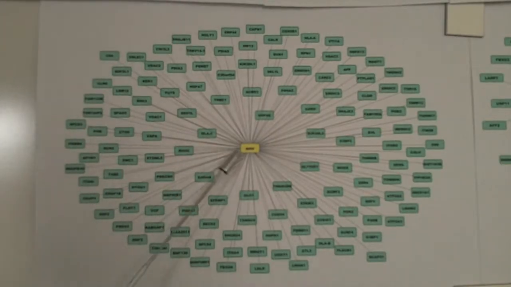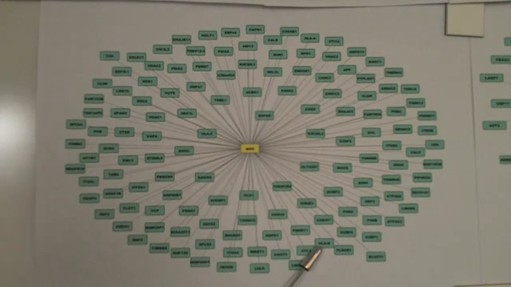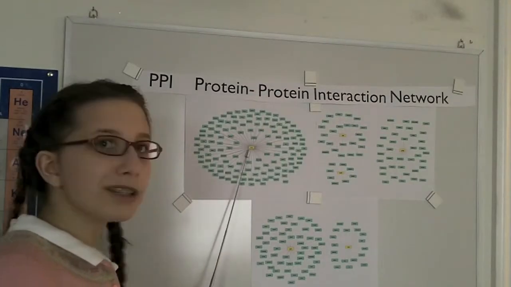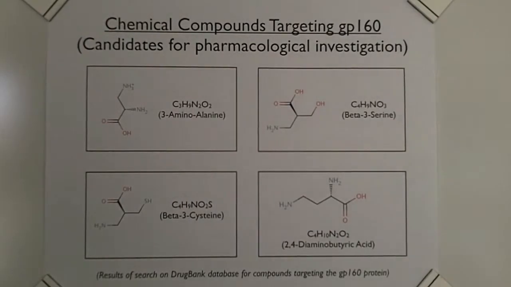Let's look at the viral envelope protein GP160. It interacts with many human proteins, including CD4, which is the primary receptor protein, and HLA-B, which presents foreign antigens to the immune system. So large hub proteins may be good targets to obstruct virus function. I searched the DrugBank database and found 4 experimental compounds which target the GP160 protein. GP160 is ENV. They are 3-aminoalanine, beta-3-serine, beta-3-cysteine, and 2,4-diaminobutyric acid.